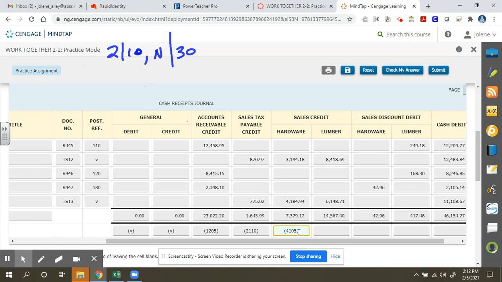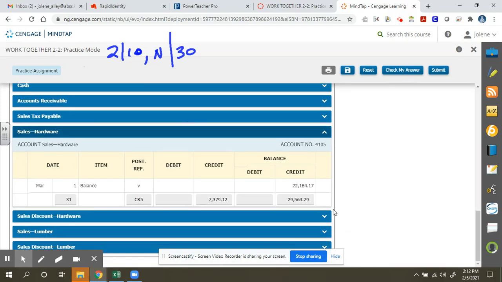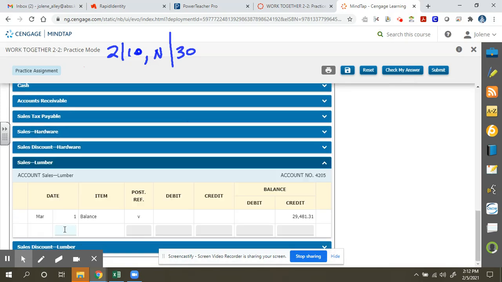4105 parentheses. Now we got to take the lumber dollar amount. Lumber 14,567.40. Lumber credit for sales. Come down here. Lumber sales. The 31st. Cash receipts, page 5. Credit 14,567.40. It already has a credit. This dollar amount is what they sold in January, February. We have to add March to it.